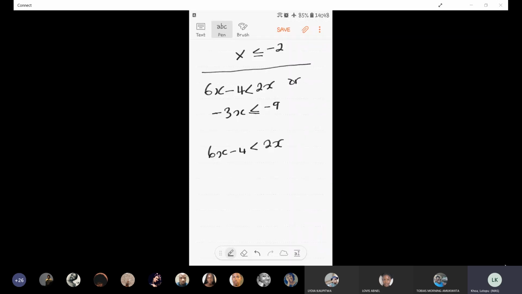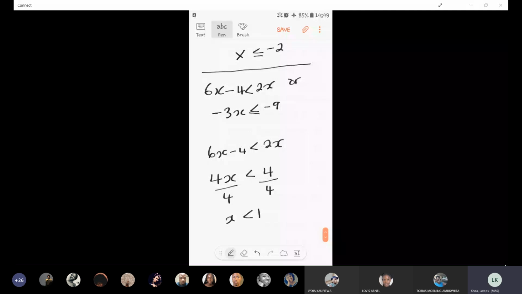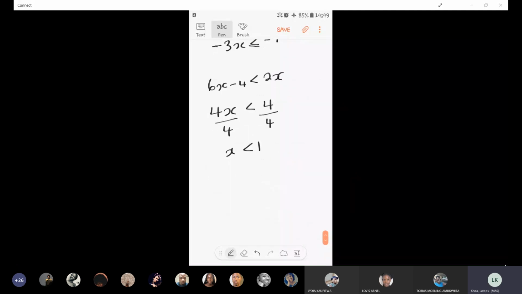So you want to collect all your terms with x on one side, everything else on the other. So I will add 4 on both sides and then subtract 2x on both sides. Then I will have 4x is less than 4. Then you divide by 4. You get x is less than 1. That is your first solution.